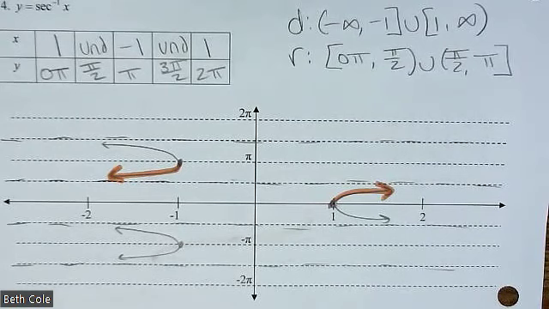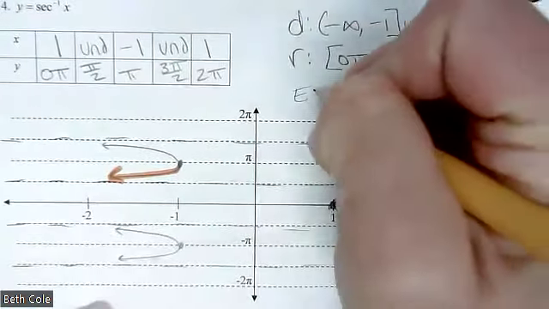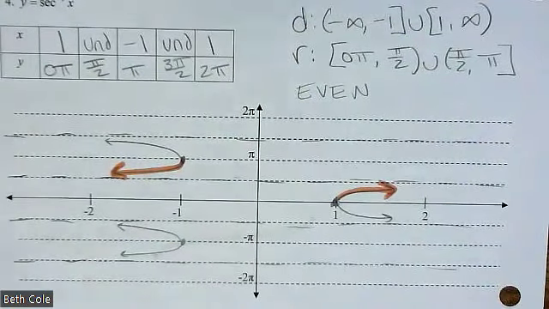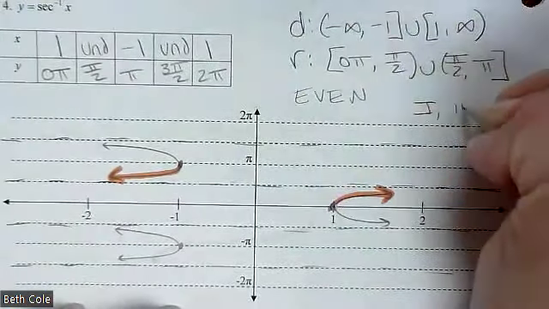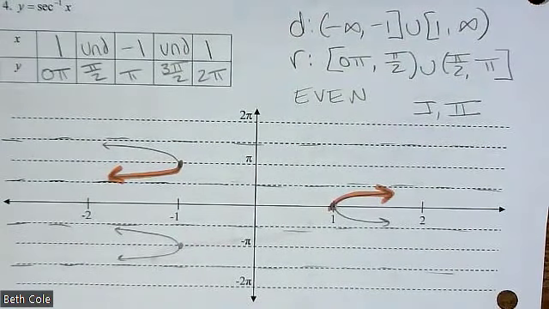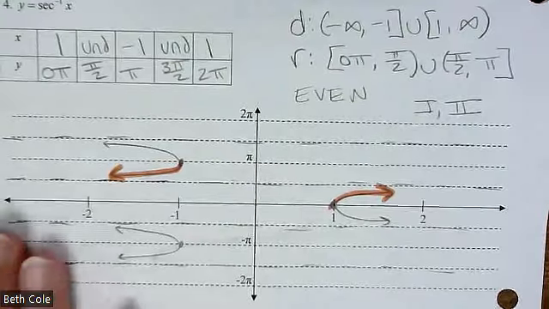And then even or odd, it matches the reciprocal one. So even. So cosine was even, so secant is even. And just to recap, it's in quadrants 1 and 2. Cool. All right, last two.